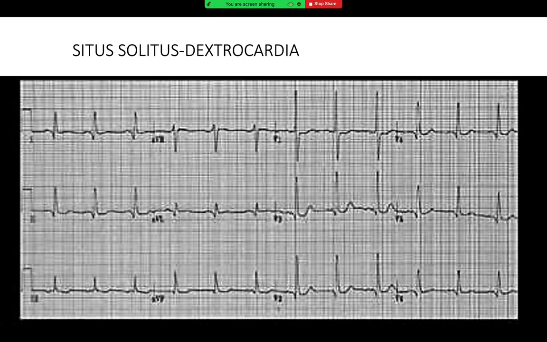So, as simple as that, if there are Q waves in the opposite leads. For example, as I said, for the D loop there will be Q waves in the left precordial leads, and for the L loop there will be Q waves in the right precordial leads. Okay? So that's what it is. Situs solitus.